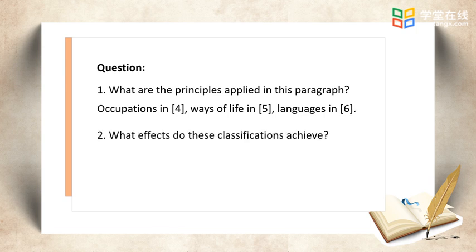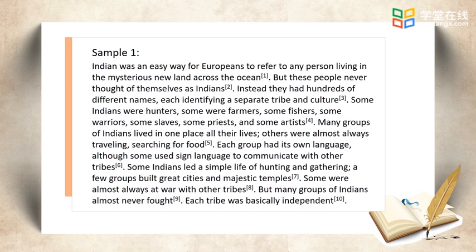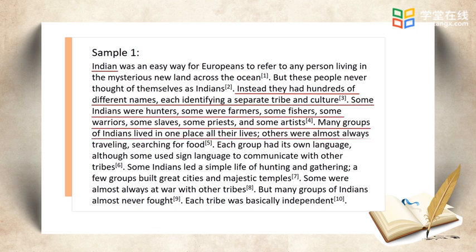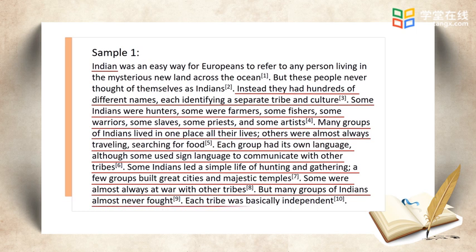And the second question is, what effects do these classifications achieve? We can see that in this paragraph, when the word India is first mentioned, we have only a general and vague idea of who these particular people are, and may even think that they must be identical to each other in many ways. But then the paragraph begins to classify these people into many recognizable groups by their different characteristics. Thus, we have a much better idea of the Indians as peoples with different cultures, histories, languages, and ways of life.